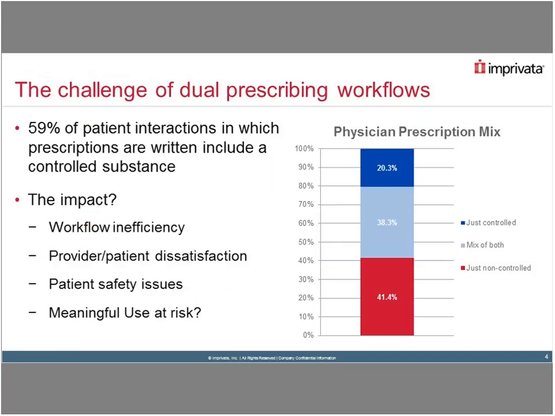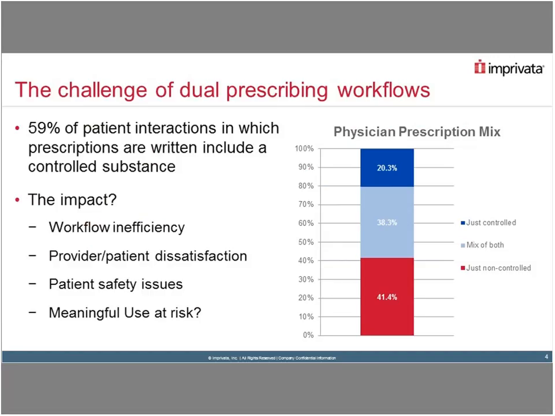We talk to physicians to understand their prescribing habits, and as you can see here, 59% of patient interactions in which medication is prescribed involve a controlled substance, 6 out of 10. And 38%, there's a mix. So a patient is going to receive a prescription for at least one controlled substance and at least one non-controlled substance. So you can see the challenge of prescribing workflow and the inefficiencies that creates, the dissatisfaction for both providers and your patients. Again, there are patient safety issues associated with this, and potentially meaningful use could be at risk.